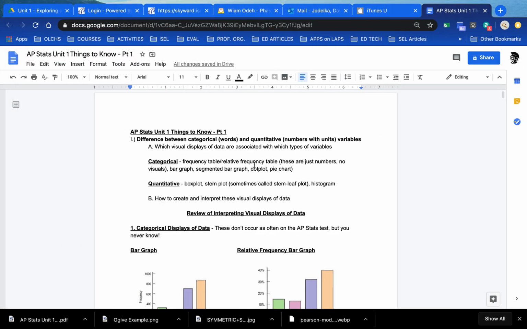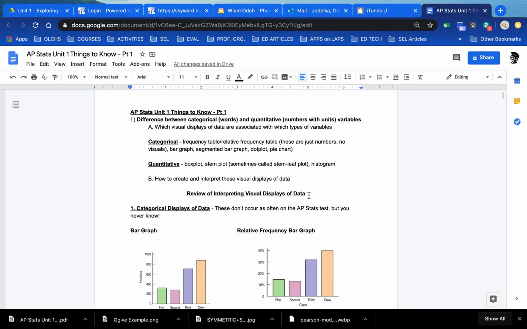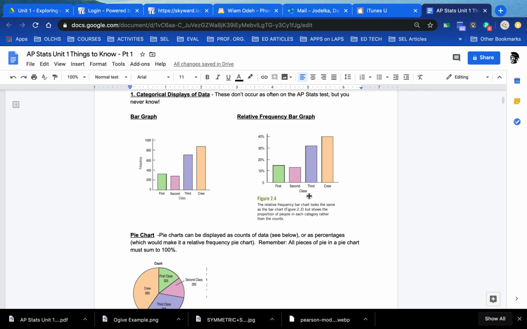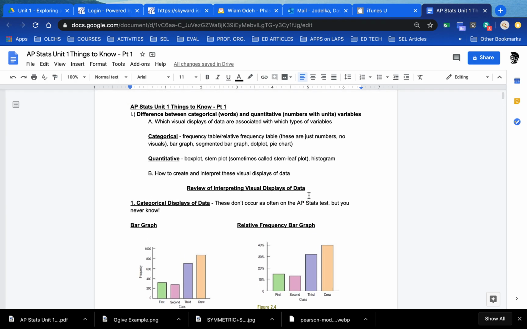Hi everyone. Today I'm going to do a little bit of a run through of the Unit 1 Things to Know Part 1. This might seem like a big document, but it's really just a lot of graphs which take up a lot of space. And essentially because we're down to two FRQ problems on the AP test, you will probably have to analyze some type of visual display of data.